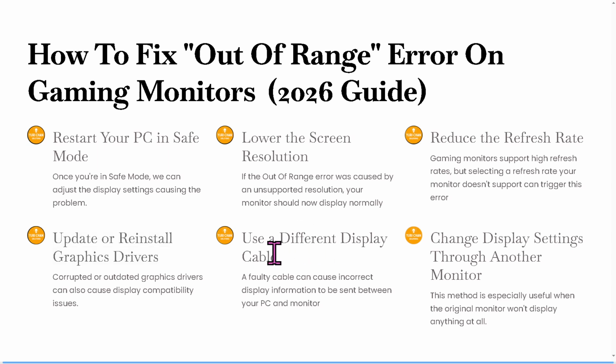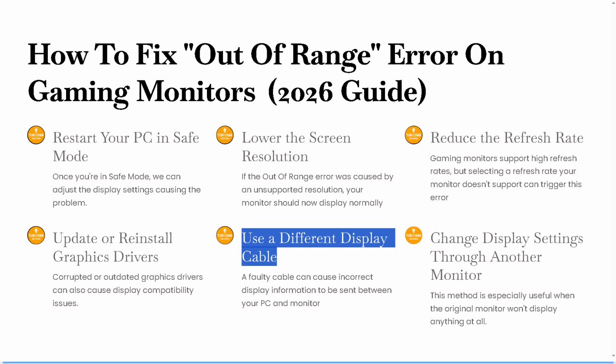And then, you can also use a different display cable. Sometimes the problem isn't the monitor or Windows settings, it's the cable. Disconnect and reconnect your HDMI or DisplayPort cable. Inspect the cable for damage. Try another HDMI or DisplayPort cable if available. Test a different port on your graphics card or monitor. Remember, a faulty cable can cause incorrect display information to be sent between your PC and monitor.